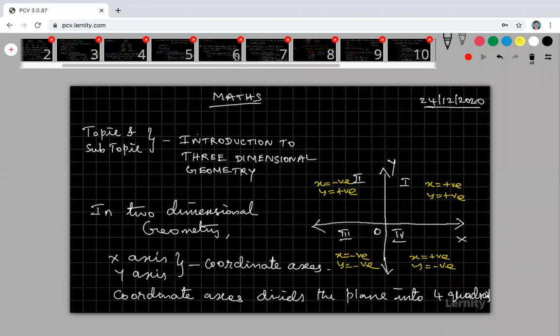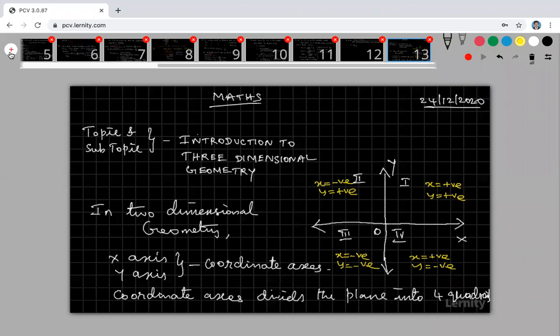Kana, kindly try the miscellaneous or homework problems. If you're not getting the answer, I'll work it out in the next class. Are you okay, students? This is in two-dimensional geometry. But now we are going to discuss three-dimensional geometry. What is three-dimensional geometry? What are the coordinate axes?